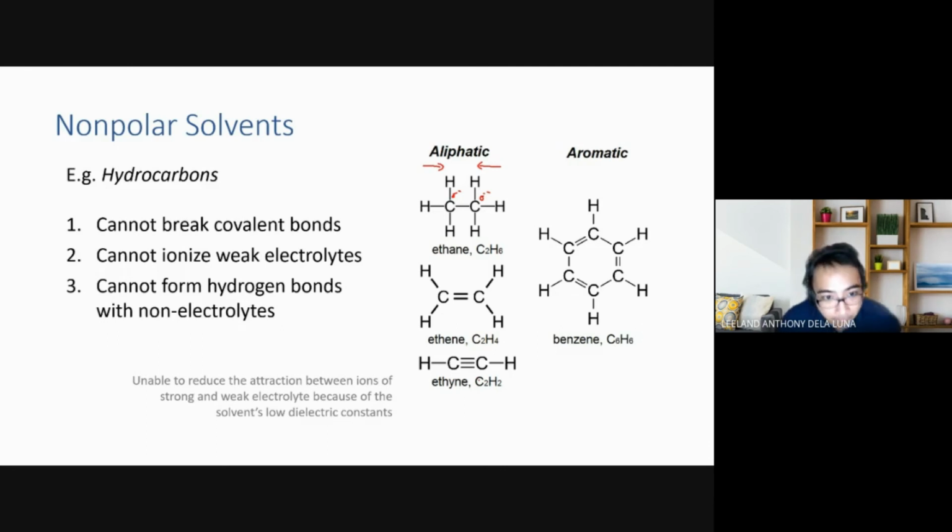So cannot form hydrogen bonds with non-electrolytes. So they are unable to reduce the attraction between the ions of strong and weak electrolytes because of the solvent's low dielectric constants. Okay, hindi ganun ka-defined yung dielectric constant niya. So therefore, class, hindi niya ma-pull apart yung structure ng solute natin. Ano ba? Sodium chloride. Okay? Dahil class, poor ang dielectric constant nito, hindi defined asan ang negative side, asan ang positive side. Although again, pwede naman mag-bond ito sa mga slightly positive kung kailangan. Okay, pero class, hindi niya kayang i-separate si sodium chloride.